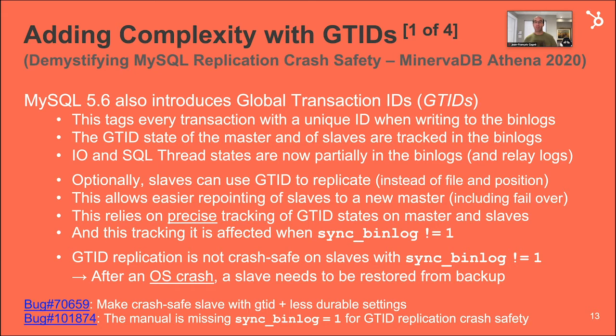And also, a bug that I found a few days ago is that the manual is not telling you that you need sync_binlog equal to 1 for GTID replication crash safety. So I opened this bug, I reproduced a crash and a replication breakage. This is a very recent bug, so this is what I mean when I say that the documentation is wrong about this subject.